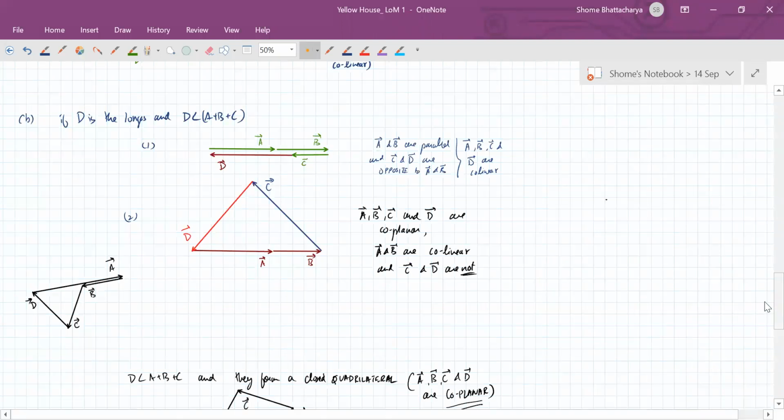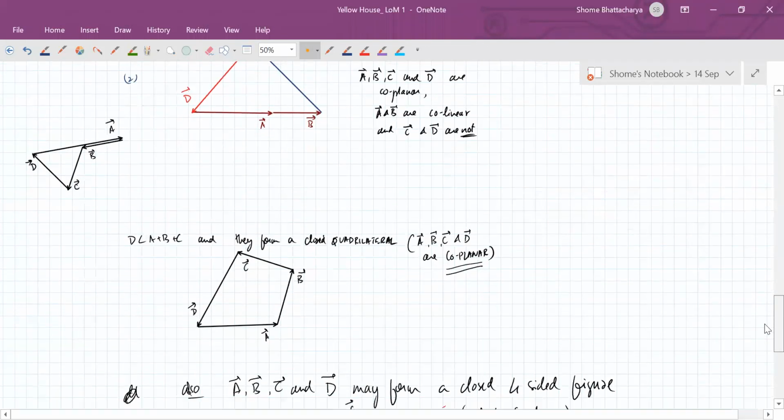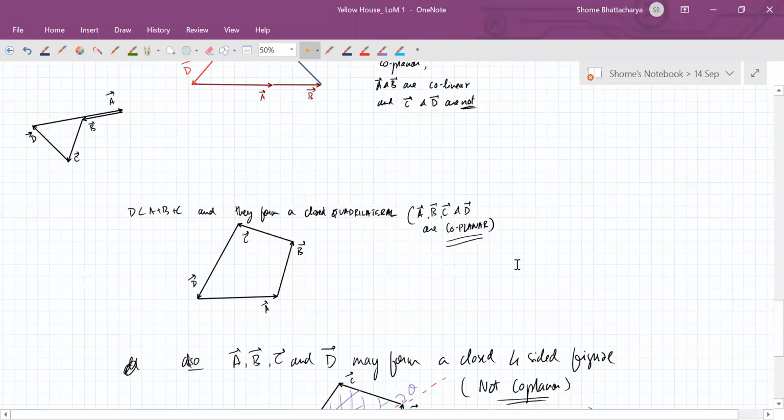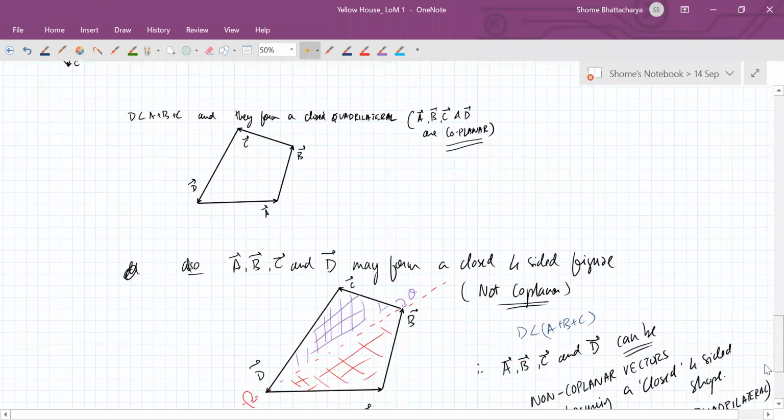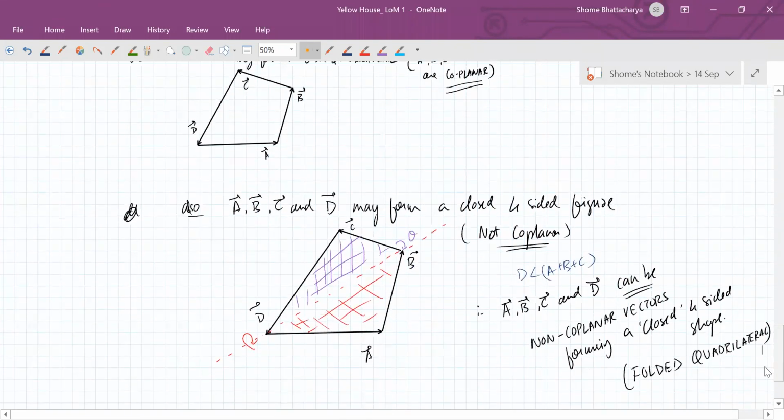Okay, then they could be coplanar and forming a four-sided shape. That means they are forming a quadrilateral. Now quadrilateral includes all the things like square, rectangle, etc. Or they could be like a folded quadrilateral. So they are not coplanar anymore, but they are forming the four sides of a closed shape. So इतने अलग अलग cases आपके geometrically बन सकते हैं.